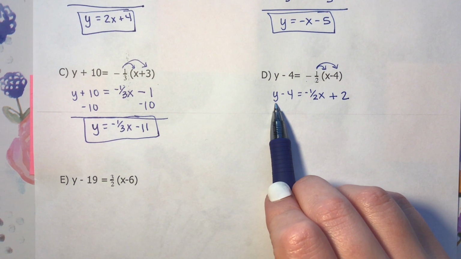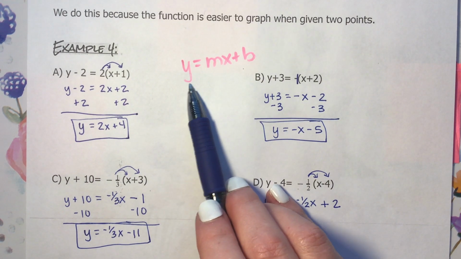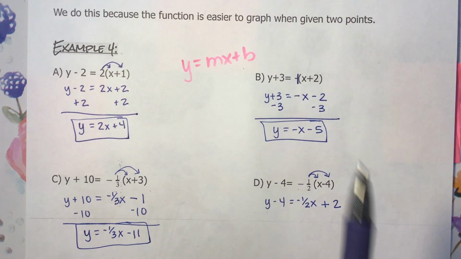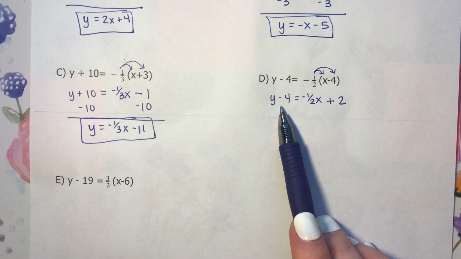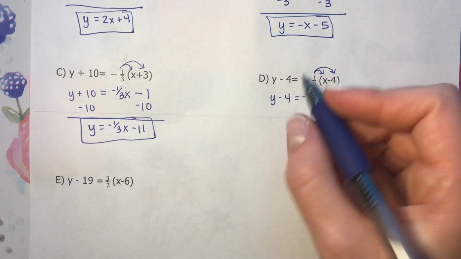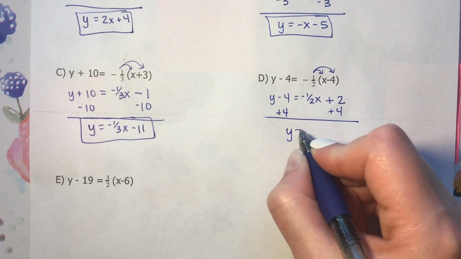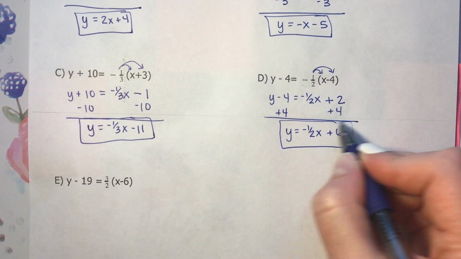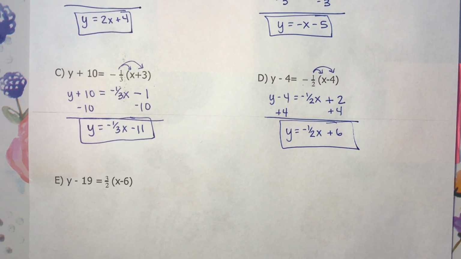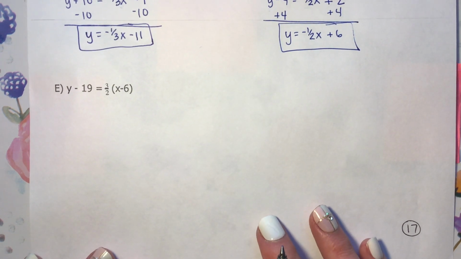Get your y alone. I want to isolate the y because in my formula up here, the y is isolated on the left. So that's what I want to do down here. I need to get rid of the minus 4 by doing the opposite of subtraction, which is addition. So I'm going to add 4, y is equal to negative 1/2 x plus 6. We have one more example.